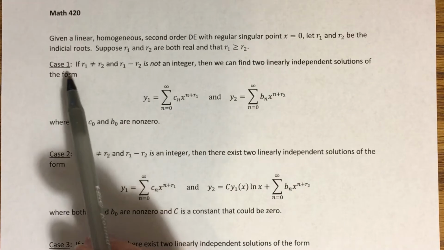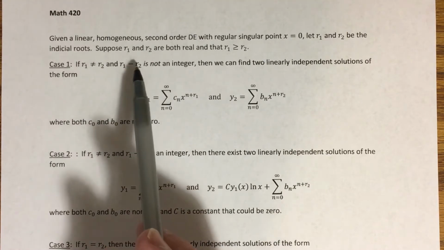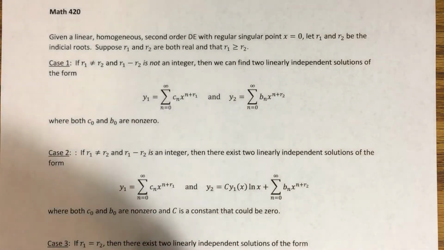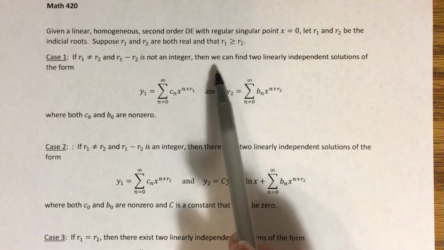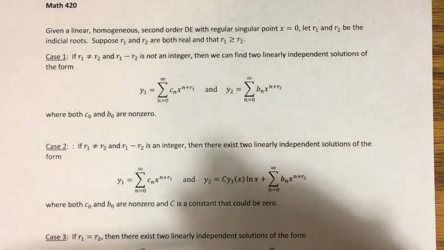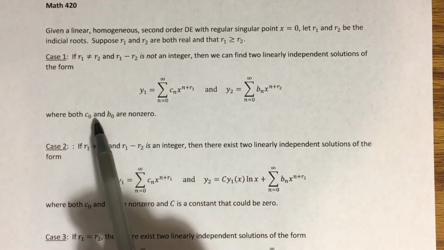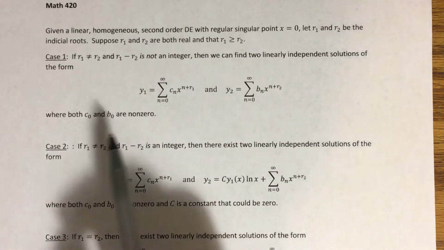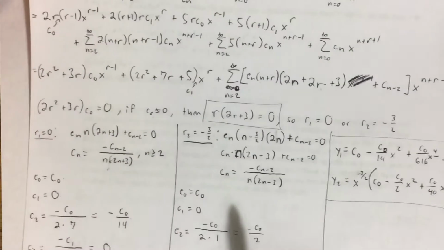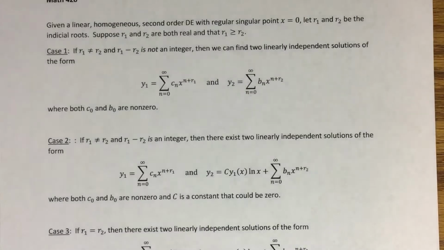Okay? So in the first case, which was actually the last one that we talked about on the previous page, if the 2 roots, R1 and R2, are distinct, and if R1 minus R2 is not an integer, so that's like the previous example that we did, then the Frobenius method will produce 2 linearly independent series solutions, which we could use to form our general solution. And it's important to note here that both C0 and B0 in these series are non-zero. The reason for that goes back to that example that we did. Remember here, we had to assume that C0 was not equal to 0 so that we could get our indicial equation in the first place and then solve that.